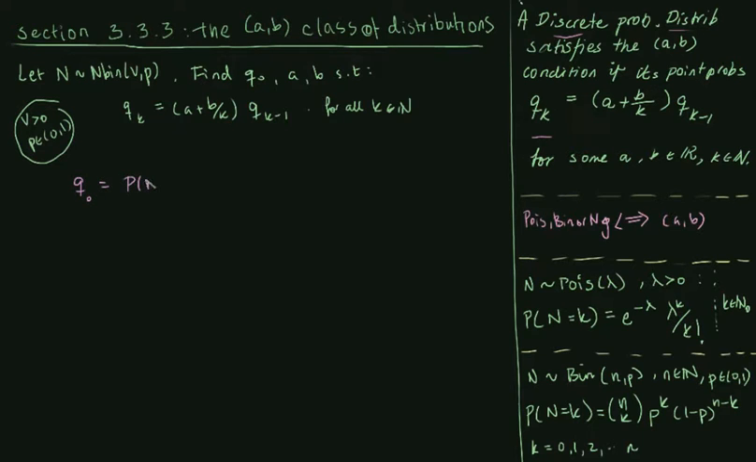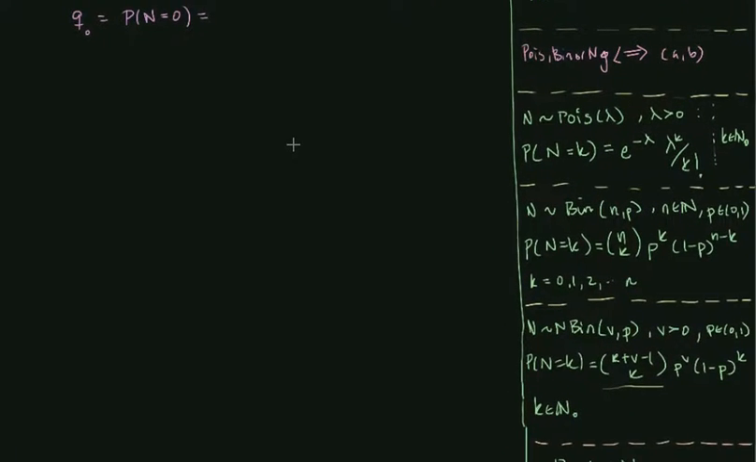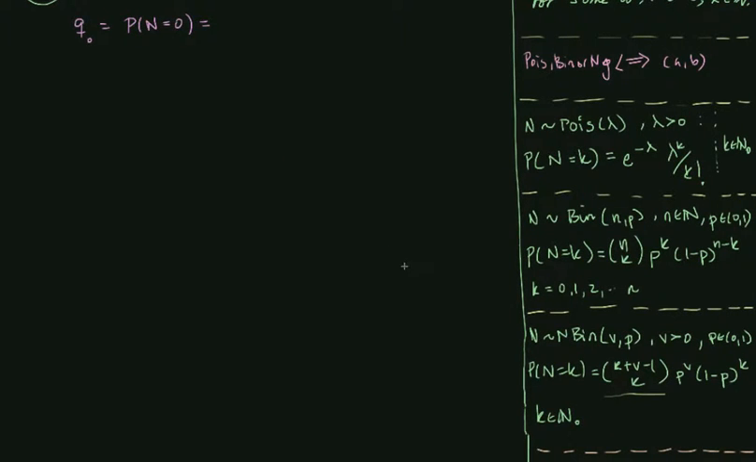So the probability that N is equal to 0 is given as, well, let's take a look at the point probabilities down here. So here we have the point probabilities in the negative binomial distribution. It's given as v plus 0 minus 1 choose 0 multiplied by p to the v multiplied by 1 minus p to the 0.